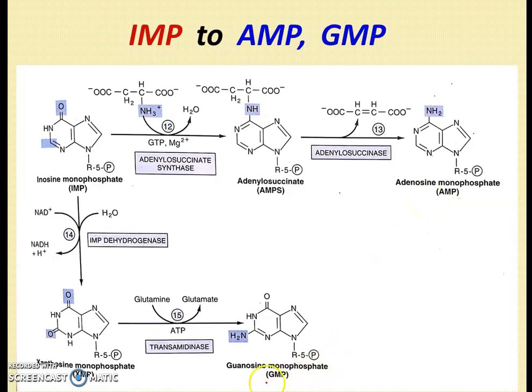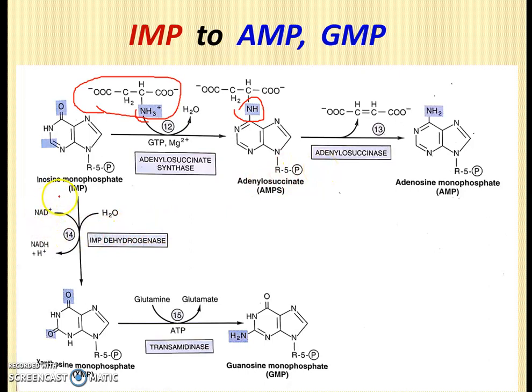Here, inosine monophosphate is converted to adenylosuccinate, where the molecule is donated by aspartate, where the amino group is donated to the inosine monophosphate, forming adenylosuccinate. The molecule is still attached. When the fumaric acid is released, the amino group remains, resulting in the formation of adenosine monophosphate, AMP. So AMP is synthesized from inosine monophosphate by the enzyme adenylosuccinate synthetase.